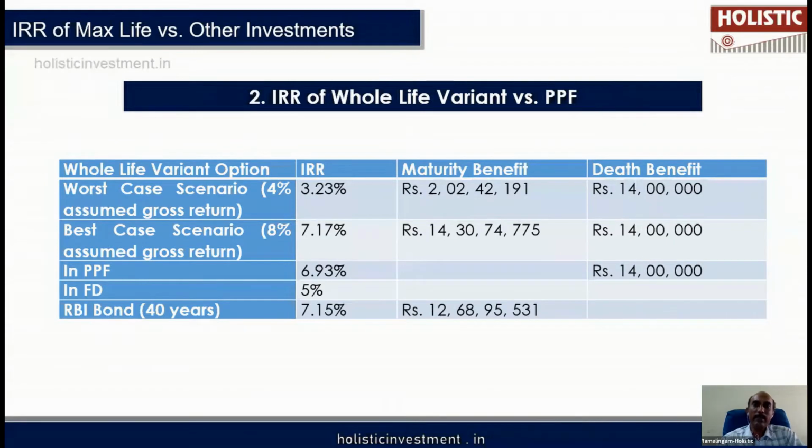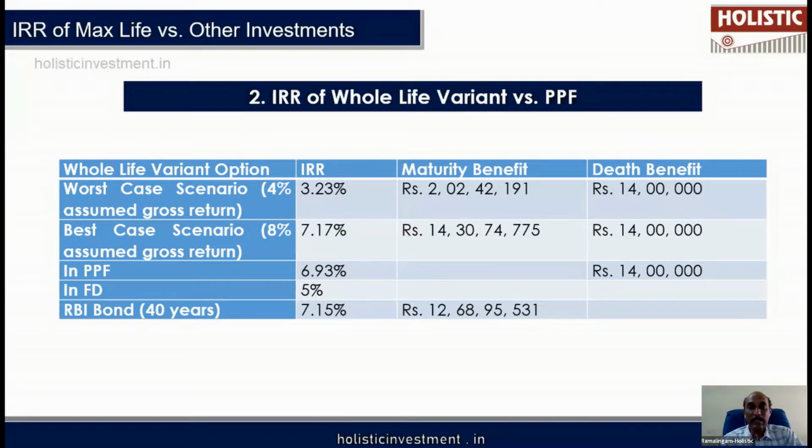Now let us take the second variant, which is the whole life variant. In the whole life variant, in the worst case scenario, it works out to 3.23% return, which is again a much lower return compared to your savings account. Like, it is very comparable. So even after taking risk, it is giving you 3.23% as the net return. In a best case scenario, it gives you 7.17% return.